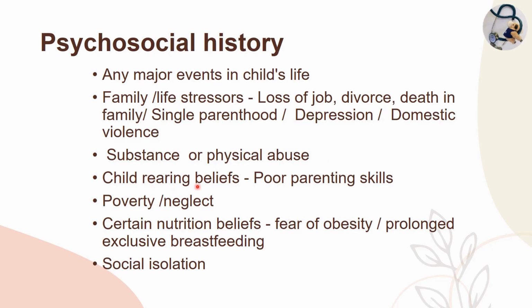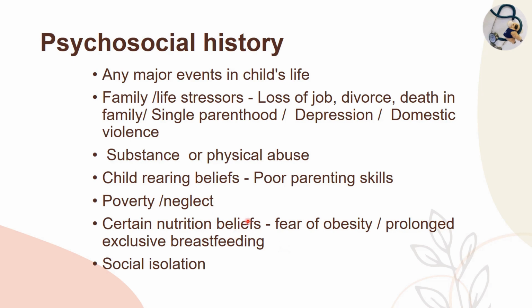Another is child rearing beliefs, like sometimes poor parental skills are there, and sometimes they are vegetarians, or sometimes there is restriction of food in the religious beliefs and all. So those you need to see. Another is poverty or neglect by the parents, and certain nutrition beliefs of the family.